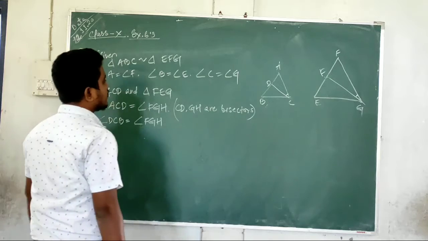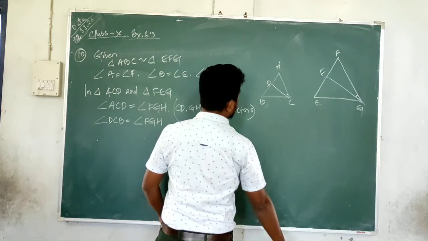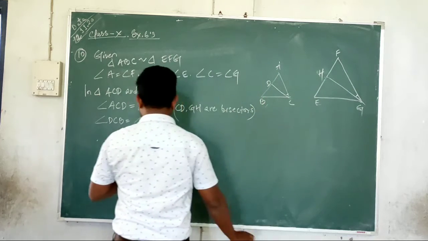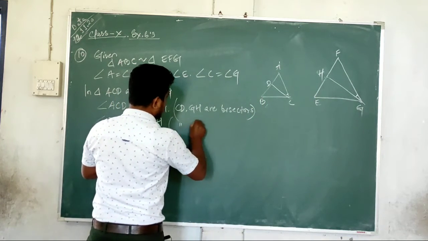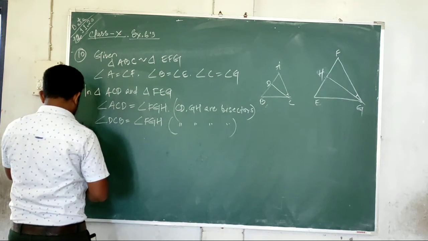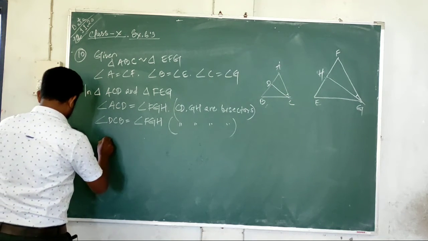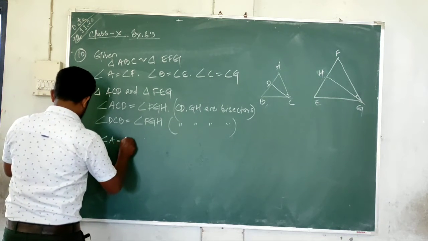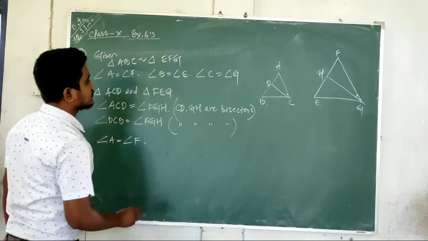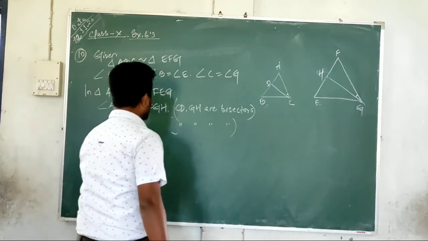Next, angle DCB equal to angle FGH. Same reason, CD and GH are bisectors. So angle A equal to angle F, and no need to write this one, easily we can prove that.